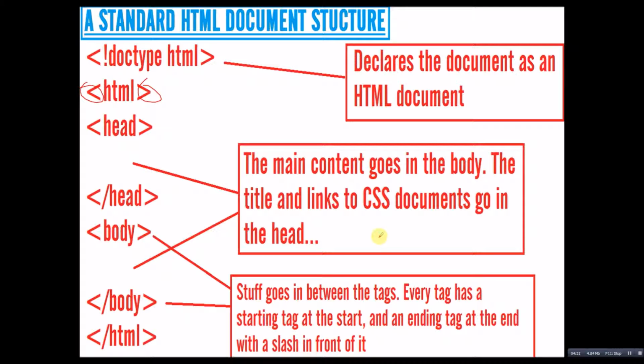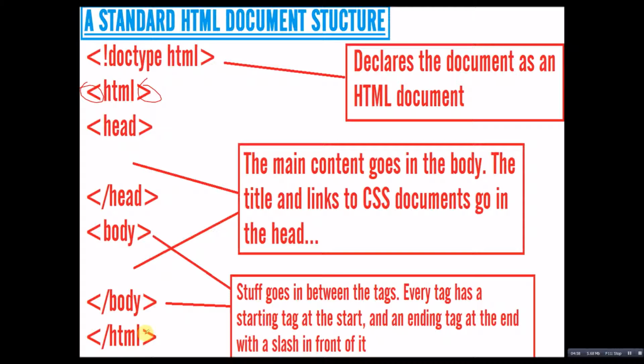This is the basic document structure. At the start we have doctype HTML. What this does is it declares the document as an HTML document, so the browser knows what it is. This will be at the start of every HTML document. Then you've got in tags HTML, and then at the end you've got closing HTML. Now everything, all your code, will go in between them.